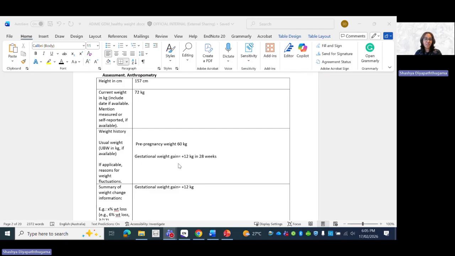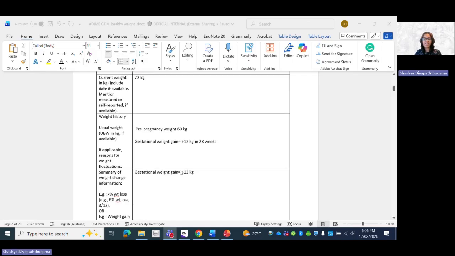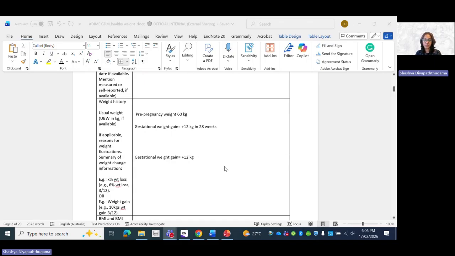Therefore, we can calculate the gestational weight gain. So now she is 72 kilograms, and before being pregnant, she was 60. So the weight gain that has happened during the pregnancy was 12 kilograms, and that has happened during these 28 weeks. So the gestational weight gain is 12 kilograms. If you can remember, this 12 kilograms includes the weight of the maternal tissues, the weight of the fetus, and amniotic fluid, everything altogether, she has gained 12 kilograms.